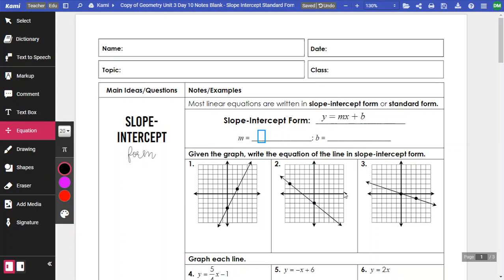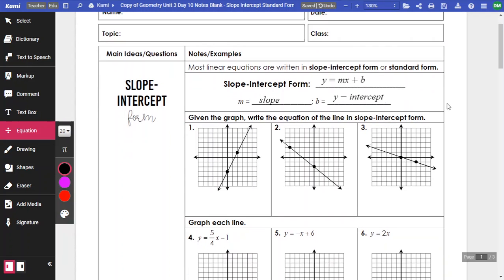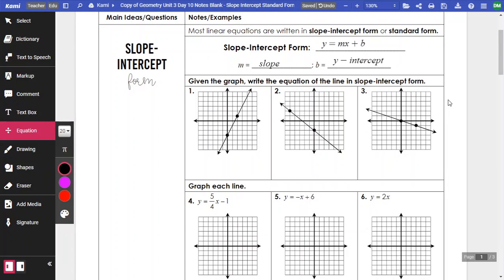So our m is equal to the slope that we've spent the last couple days finding. And our b is the y-intercept, not the x-intercept. It has to be the y-intercept. So remember that our y-axis is the one that's up and down here, the vertical. So y-intercept means where does this line touch the y-axis? So let's just do a couple of example problems here.